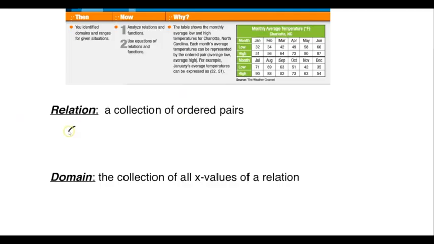Anyway, relation. Relations are a collection of ordered pairs. It could be anything. Most times we know this as numbers, (2, 3). I put a little parentheses there. But it can also be symbols: triangle and square. Box would be 3-dimensional, but whatever. It could be January and 32.